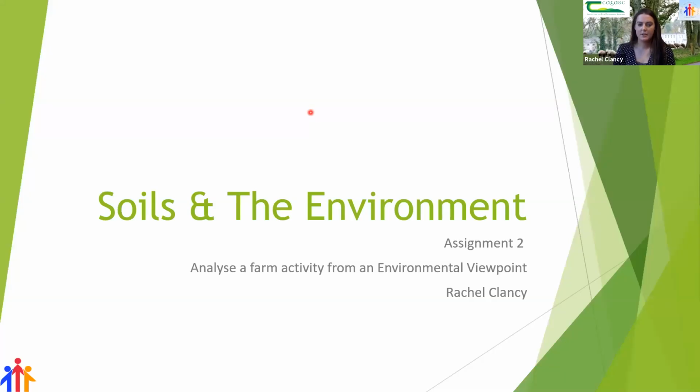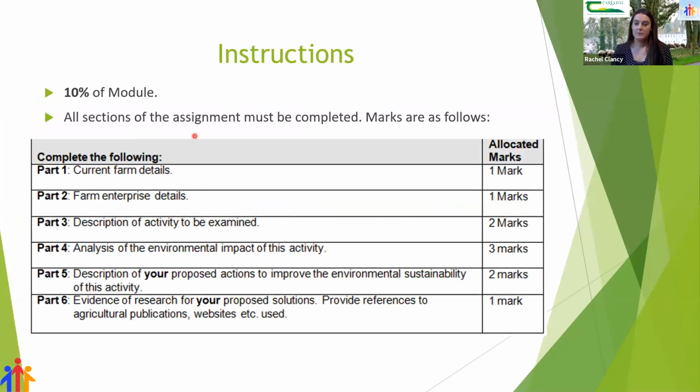This tutorial is on your Soils and the Environment Assignment 2. So it's part of the Soils and the Environment module. This assignment is based on the learning outcomes, so to analyse farm activity from an environmental viewpoint. So this assignment is only worth 10%. All sections of the assignment must be completed and marks are as follows.